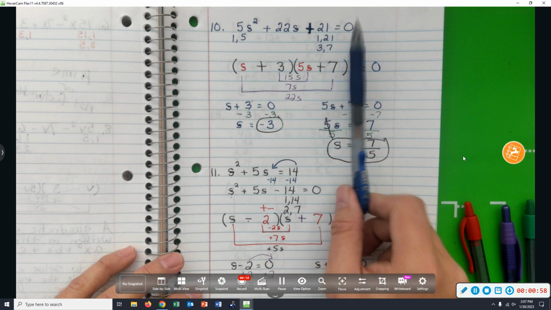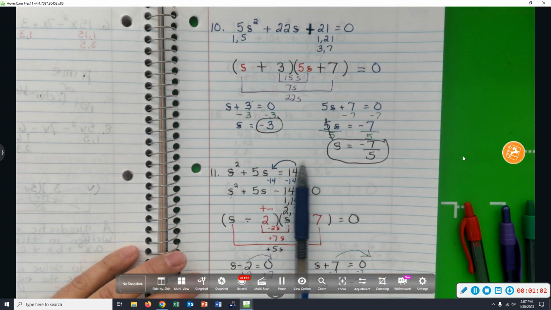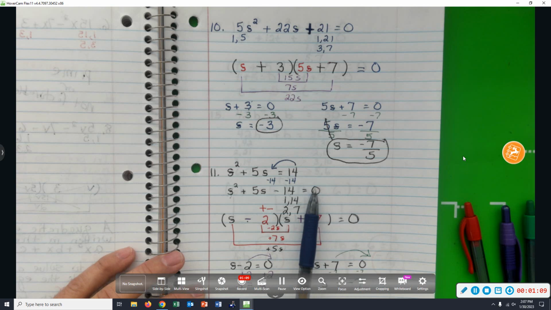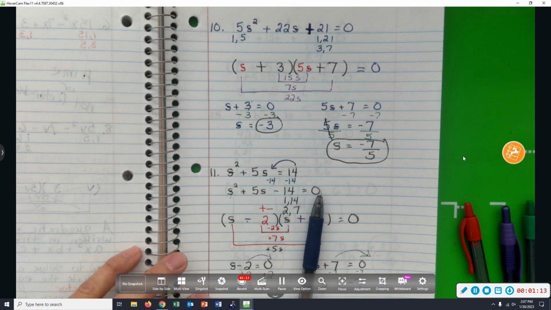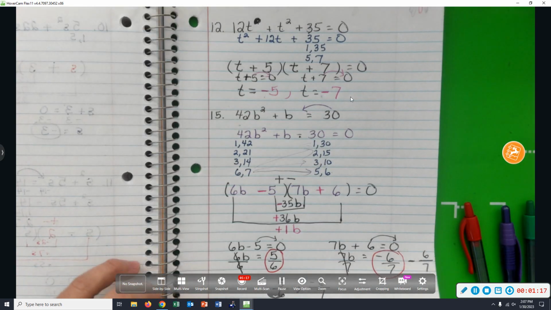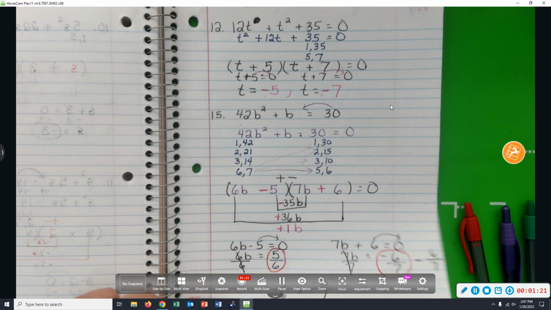Here was an example, problem 10. Do y'all remember doing this at the end of class the last time? Like on number 11, we had to move that 14 over, because in order to solve a quadratic equation, you've got to have it equal to 0 if you're going to use factoring. I'm just sort of rehashing what we were doing at the end of class the last time, because we're going to pick up right there.